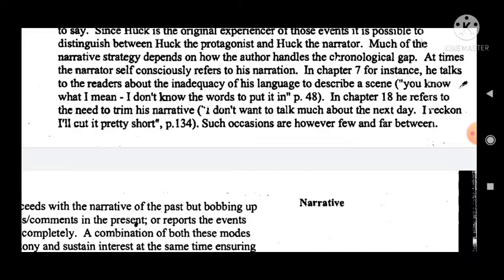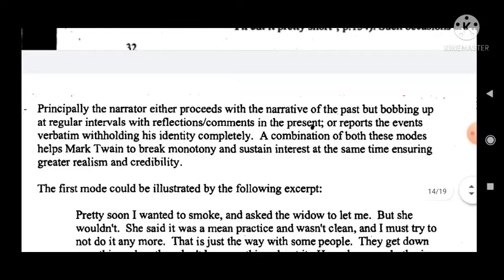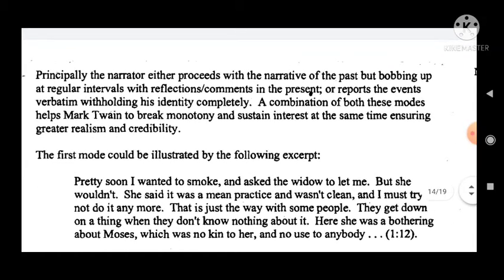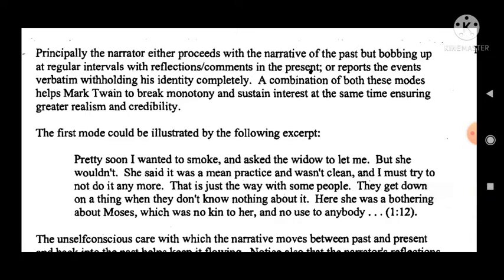I don't want to talk much about the next day. I reckon I will cut it pretty short. Such occasions are, however, few and far between. Principally, the narrator either proceeds with the narrative of the past but bobbing up at regular intervals with reflections and comments in the present, or reports the events verbatim, withholding his identity completely.